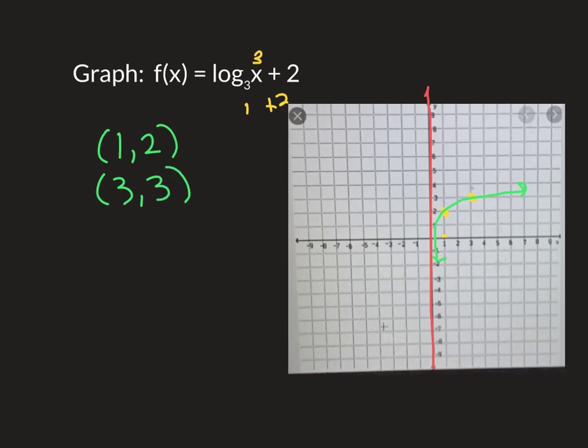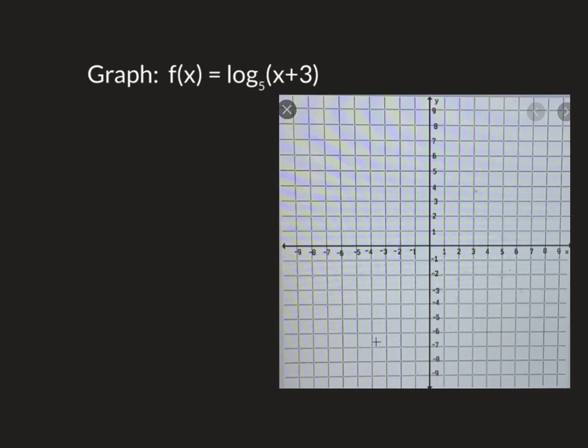Got 2 more for you. Okay, what happens if you have parentheses in the graph and the shift is inside, which means it's going to shift left to right?